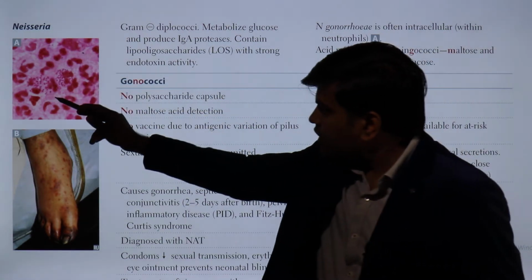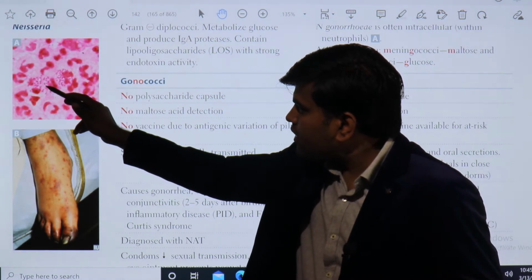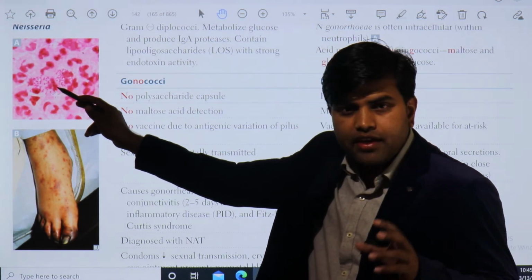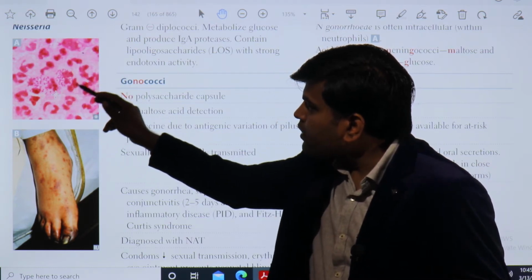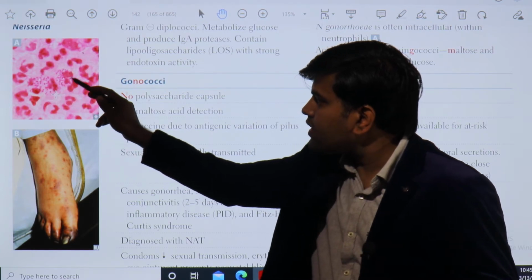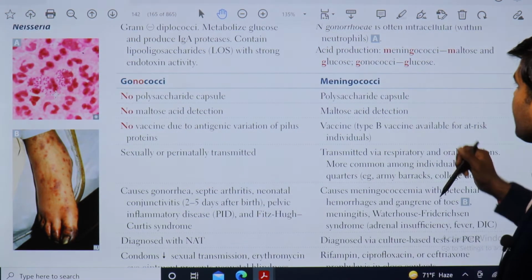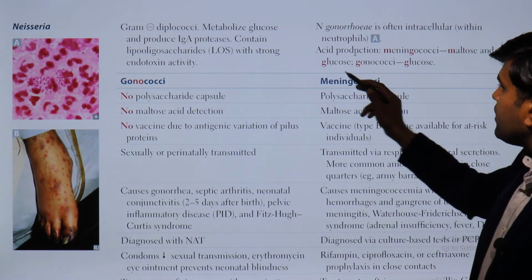If you see this or this here, there is a pink organism. These are the Neisseria gonorrhoeae. They are found within the neutrophil. See, this is the neutrophil, the polymorphonuclear, where we can see this bacteria, and they are intracellular, gram negative, pink color bacteria we are finding. So Neisseria gonorrhoeae is often intracellular within the neutrophil.